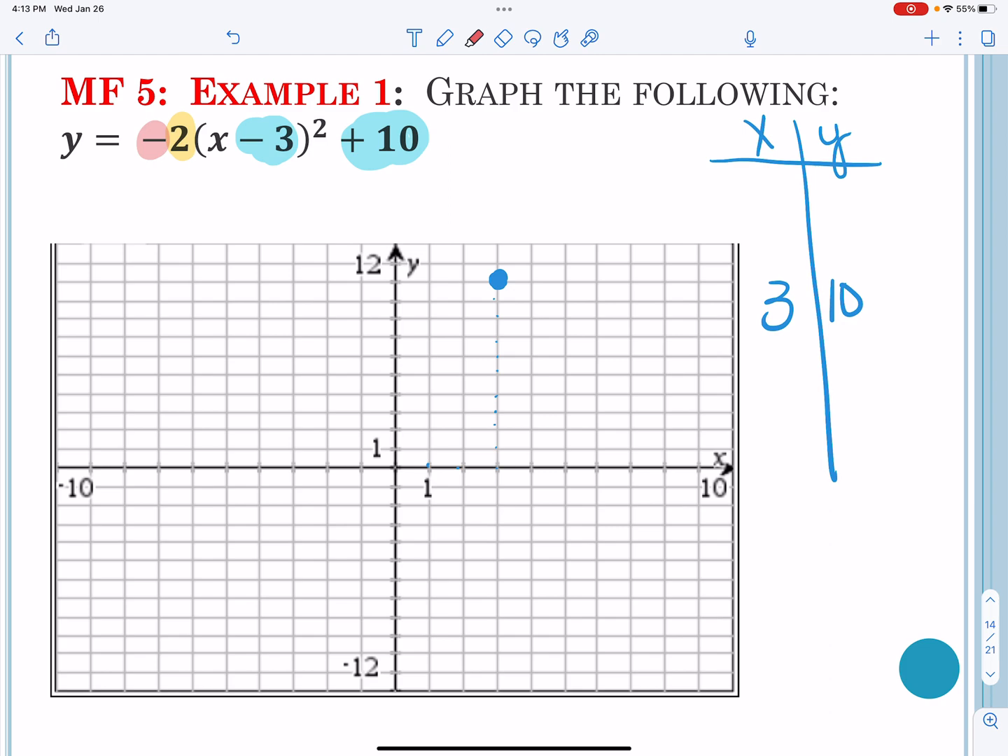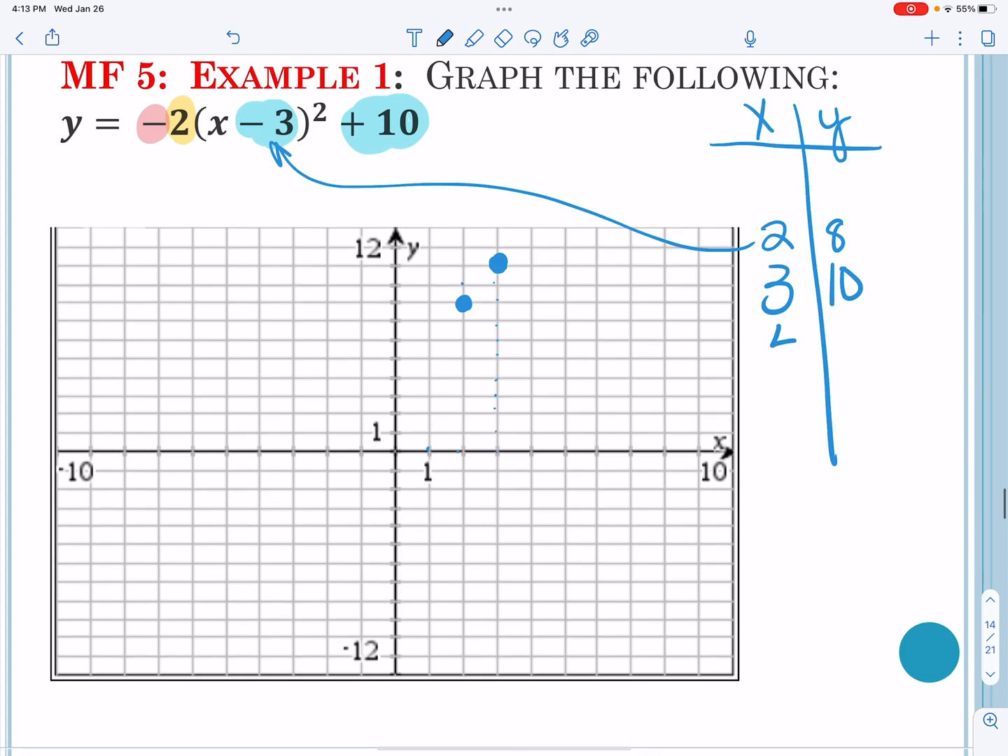I'm going to put numbers in that are close to 3. So I'm going to put 2 in. If I put 2 in here, that's a negative 1. Negative 1 squared is 1. Times a negative 2 is a negative 2. Plus 10 is 8. If I also put 4 in, 4 minus 3 is 1. 1 squared is still 1. Times negative 2 plus 10, these answers are the same. That's because they're symmetrical around the vertex.